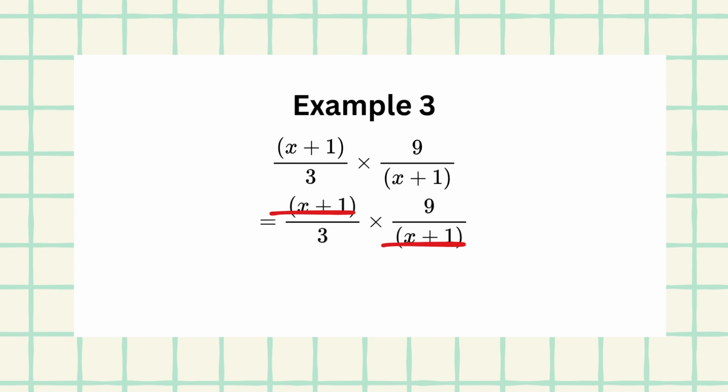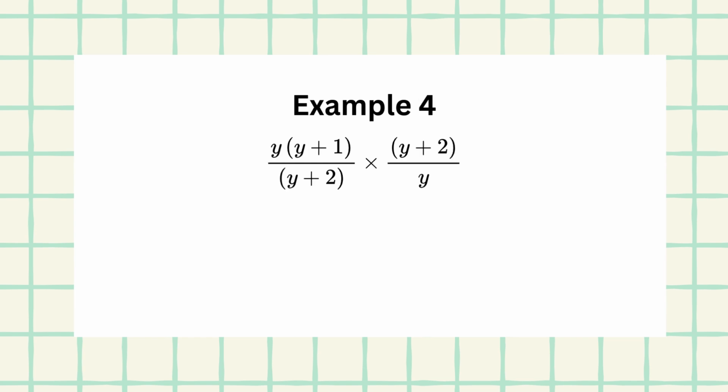Then, after we cancel those out, what we have left is 1 times 9, which is 9. And the bottom is 3 times 1, which is 3. And lastly, 9 over 3, which is 9 divided by 3, is 3. The final answer, therefore, is 3. Now let's look at the fourth example.